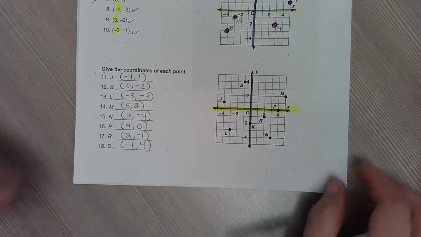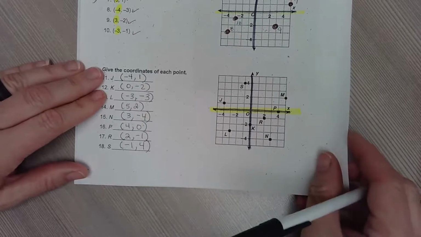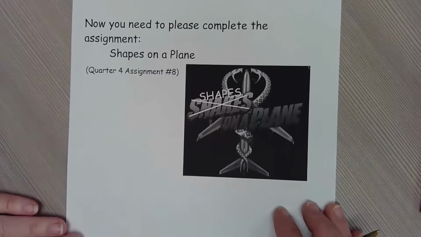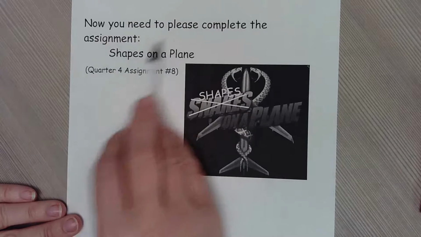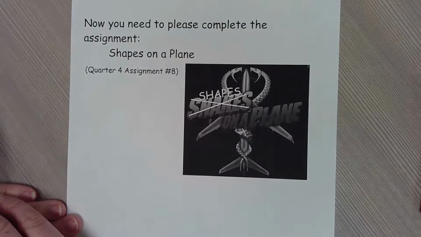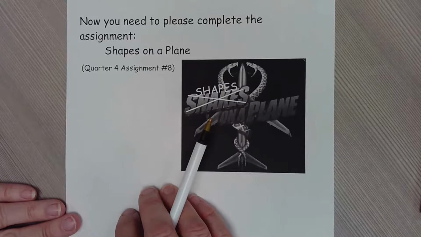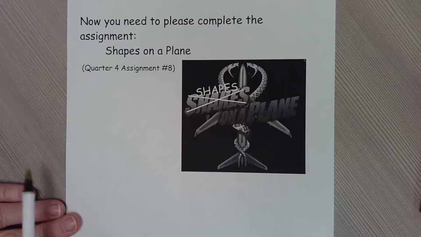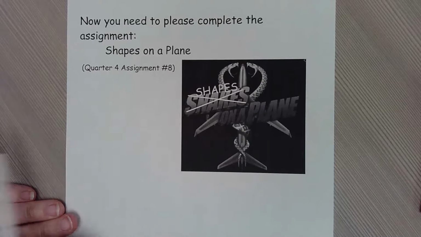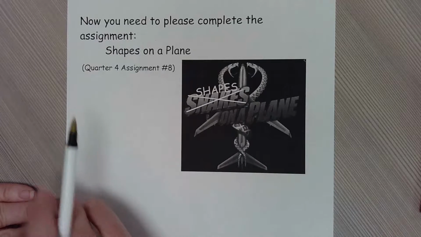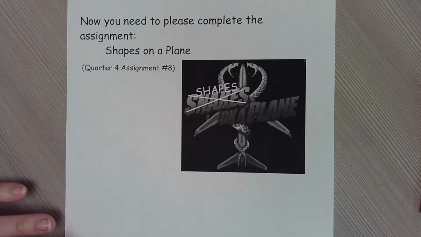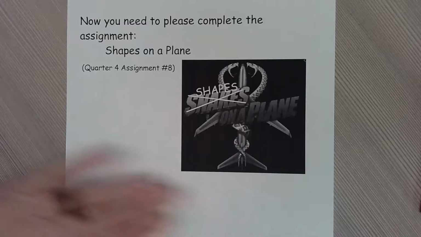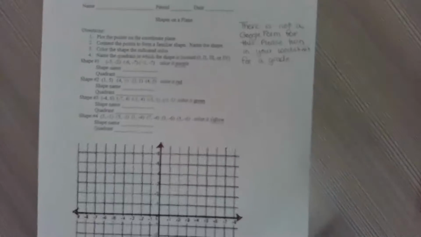All right, so hopefully you felt okay with those. Your assignment, if you are in the classroom, you're going to do the assignment called Shapes on a Plane. So there's an old movie called Snakes on a Plane, like an actual airplane, and there were snakes. So I kind of did a play on words and said Shapes on a Plane. But this is going to be the quarter 4 assignment. And what it looks like is this right here.